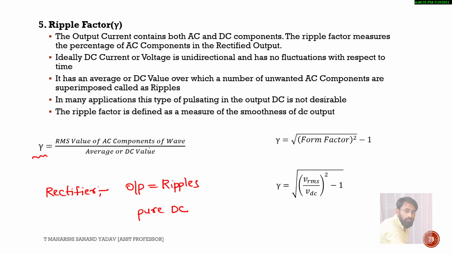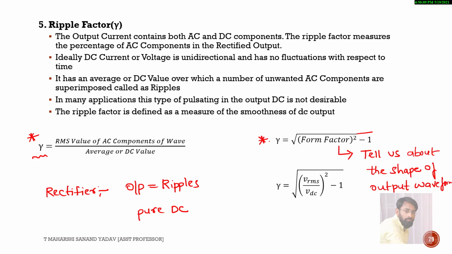So it is the RMS value of AC components of the wave divided by the average or DC value. By using this one you can calculate, or else you can use this one also: gamma is equal to under root form factor square minus 1, whereas form factor tells us about the shape of the output waveform. So what is form factor? FF, form factor, is equal to VRMS by VDC. Form factor is nothing but VRMS by VDC. So by using these two formulas you can calculate the ripple factor.